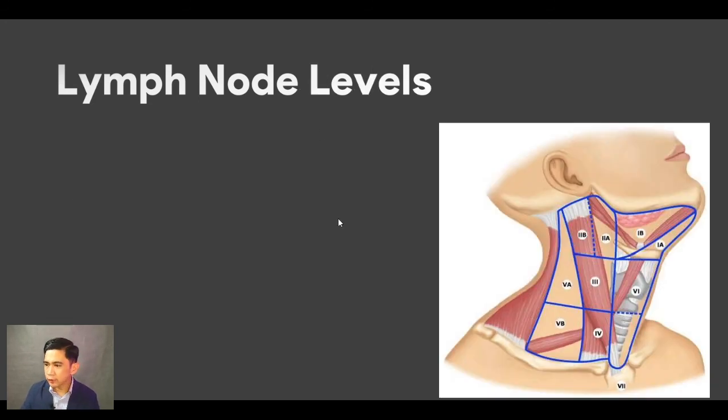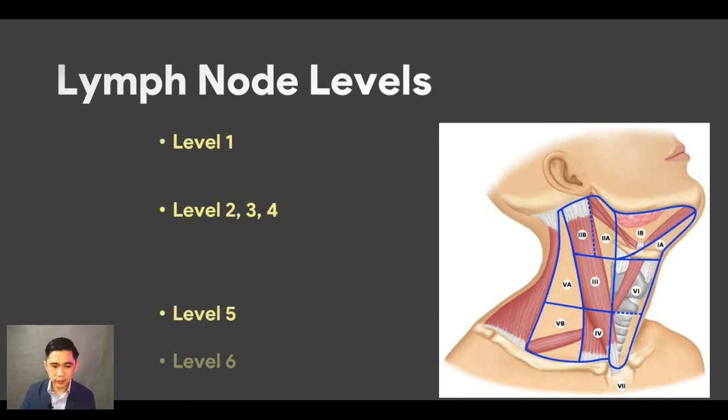Okay, so the lymph node levels are the following. We have level 1, level 2, 3, and 4, level 5, level 6. In this diagram, you will see different levels. It may seem daunting at first, especially to memorize the lymph node levels. But if you take note of our discussions earlier, this may be really simple. First, you need to know that levels 2, 3, and 4 are within the sternocleidomastoid muscle. As long as it is within the sternocleidomastoid muscle, it belongs to level 2, 3, or 4.